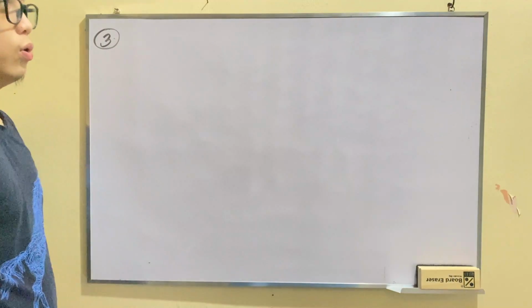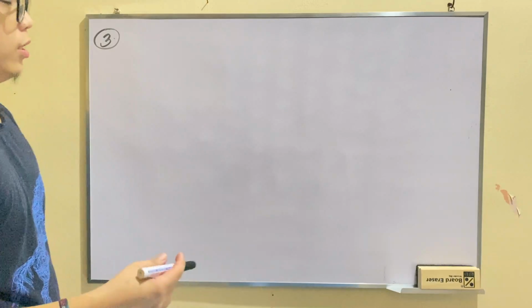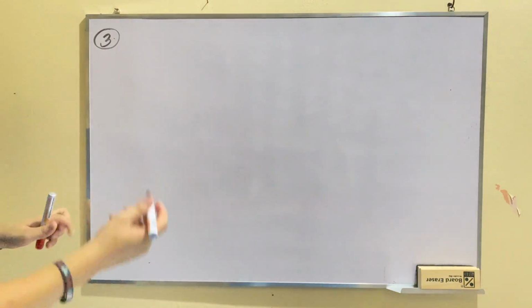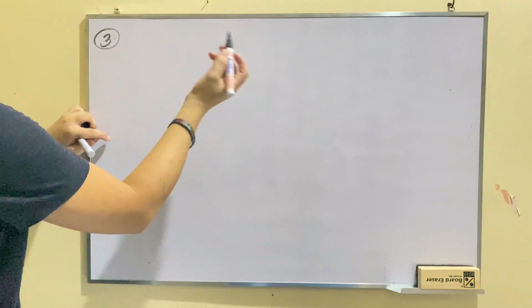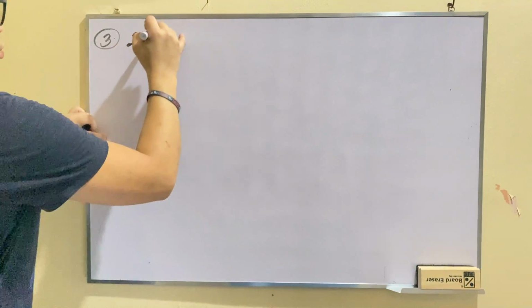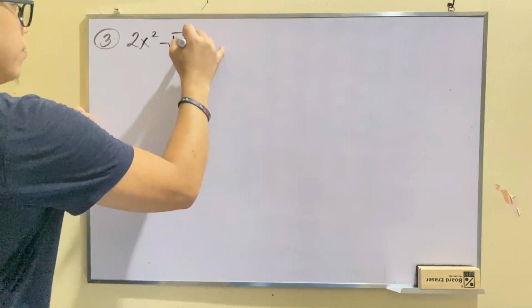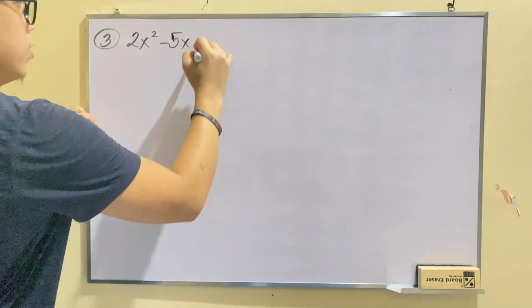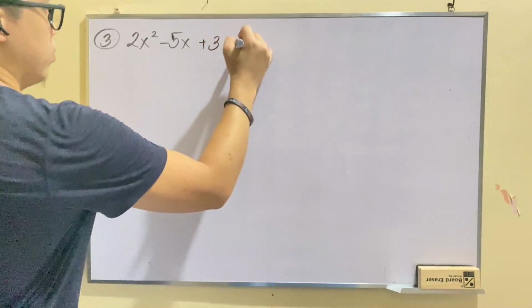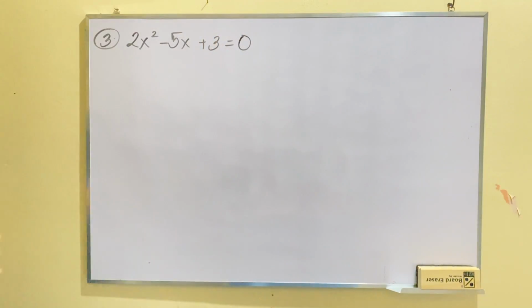Okay. So, alam ko hindi sapat ang dalawang example. So, dagdagan pa natin ng isa pa. Ang quadratic equation na sasagutan natin is 2x squared minus 5x plus 3 is equal to 0.